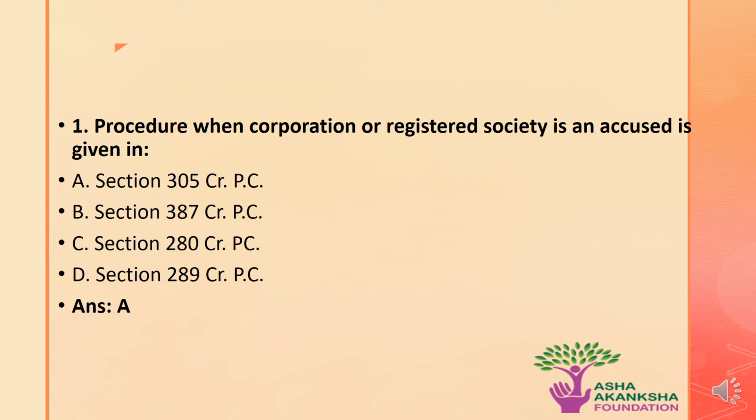So, starting with the first question, which is the procedure when the corporation or registered society is an accused is given in which of the following sections? The options are A. Section 305 CrPC, B. Section 387 CrPC, C. Section 280 CrPC, or D. Section 289 CrPC. The correct answer to this question is option A, that is, Section 305 CrPC gives the procedure when a corporation or a registered society is an accused.